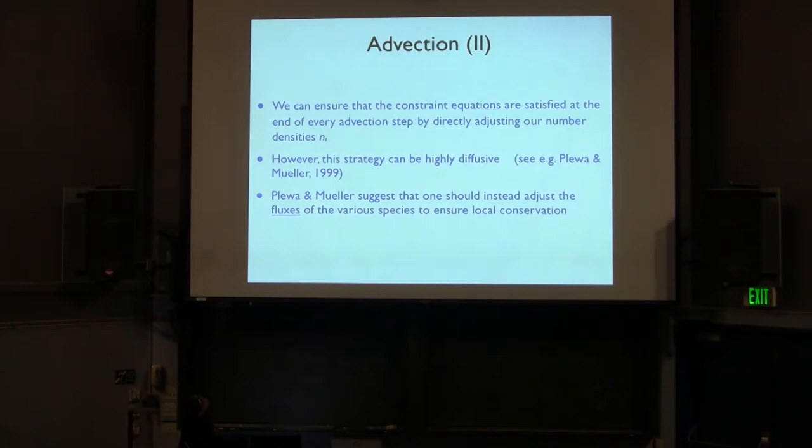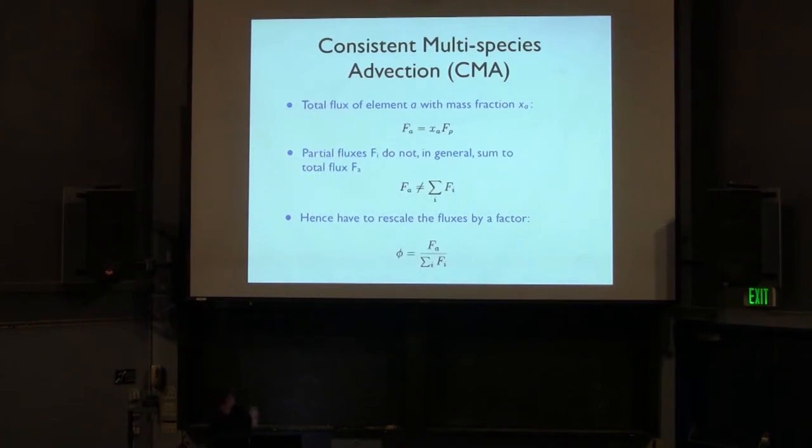One way you can do that, very simply, is to just renormalize the amount of stuff you have in that cell at the end. However, it's been shown that this can be very highly diffusive, and a better approach is instead to advect the fluxes, which is called consistent multi-species advection. Basically you're constraining it, so you're saying that the total flux of all hydrogen in those four different bits has to add up to the same thing. So you're conserving it over the flux step rather than doing it afterwards.